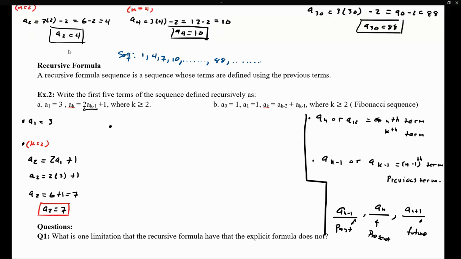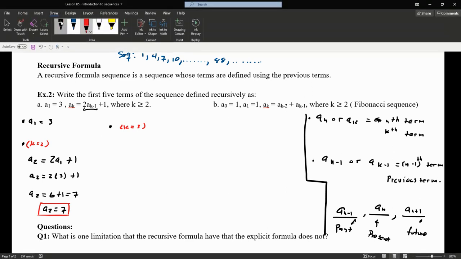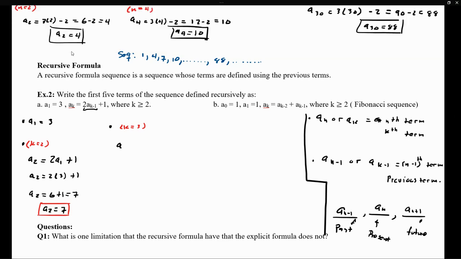Let's define the third term. If I want the value of the third term, I need to let k be equal to 3. Plugging that into my recursive formula, I have a of 3 equals 2 times a of k minus 1, but since k is 3, that's a subscript of 2, so a of 2, plus 1. We know what a of 2 is, we just found it: the second term has a value of 7. Therefore, the third term is 2 times 7 plus 1, which is 15. So my third term has a value of 15.